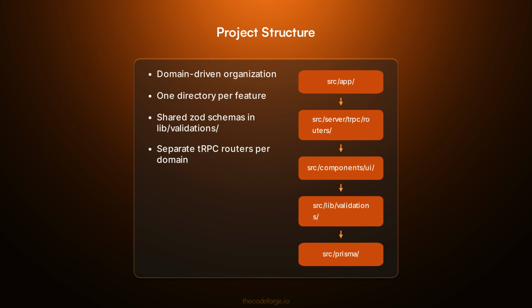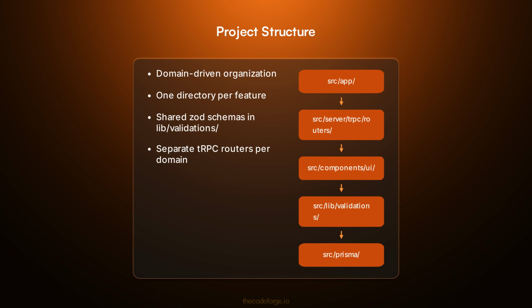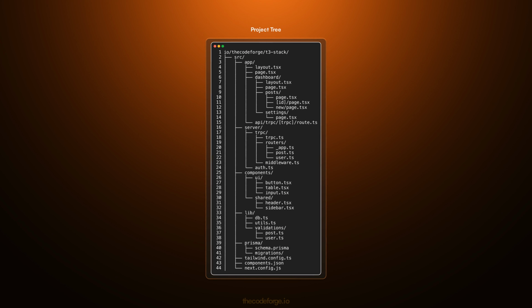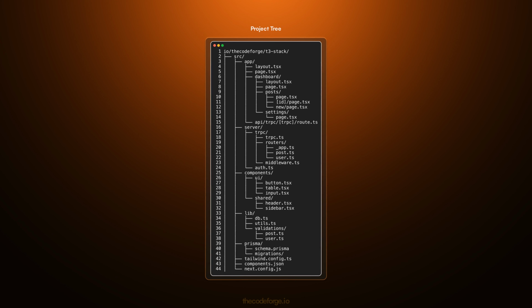Organize your project by domain, not by technology layer. Each feature gets its own directory with its router, components, and types. This keeps related code together and reduces cognitive overhead as the codebase grows. This is the recommended project structure for a T3 stack application at scale. Notice how each feature has its own directory under app, and shared code lives in lib and components/UI/.